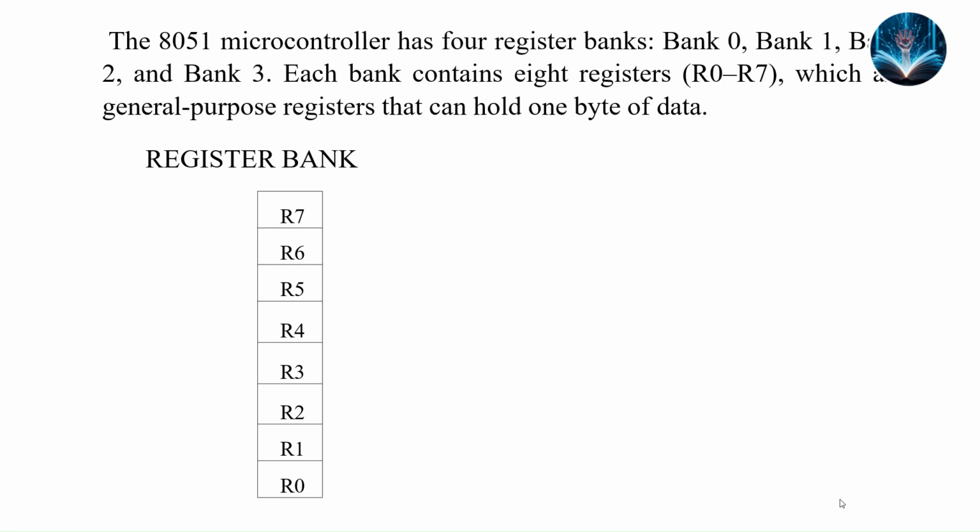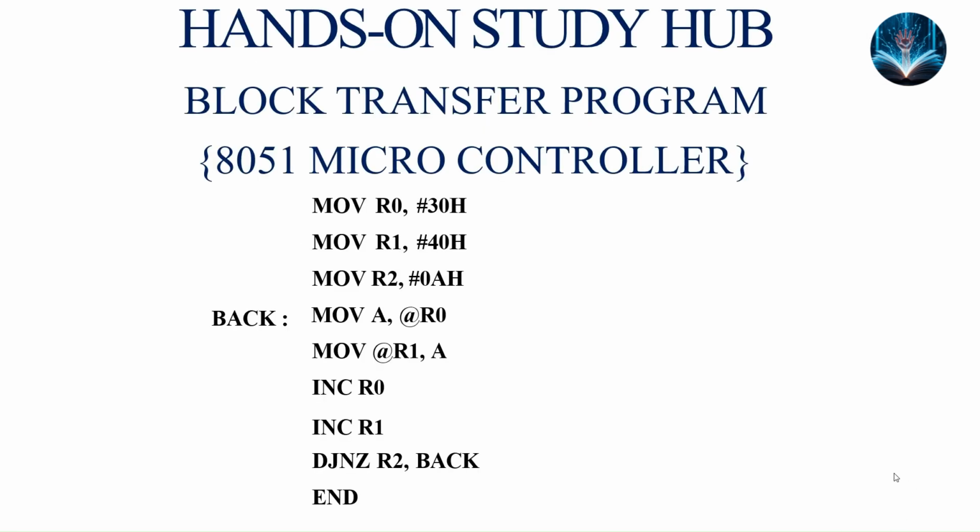Okay, in this program, we use R0, R1, R2 as registers. Here R0 and R1 are used as pointers and R2 is a counter register. So let's get into the program. MOV R0, #30H. It means load R0 with the source address. Next, MOV R1, #40H. It loads R1 with the destination address.